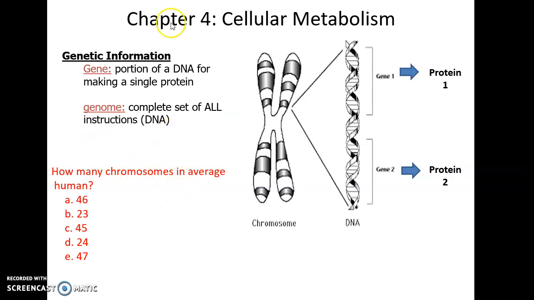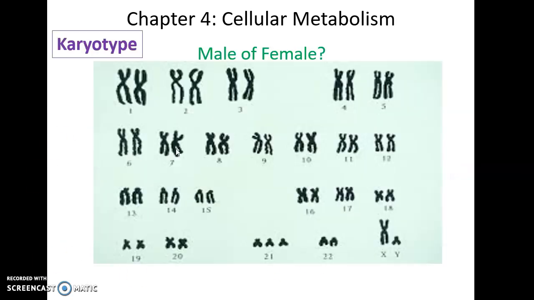All right, how many chromosomes does the average human have? It's 46. 46 chromosomes coming in 23 pairs. Here is a karyotype. This is where they take a dividing cell and they are able to actually squash it and examine the chromosomes, pair them up to see if the person has a normal or abnormal karyotype.